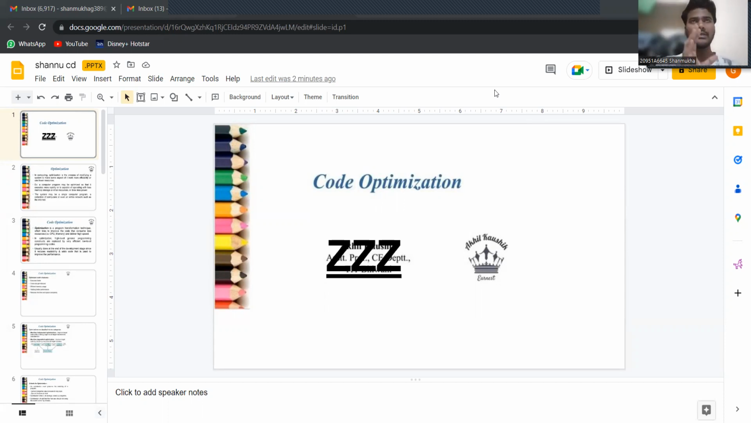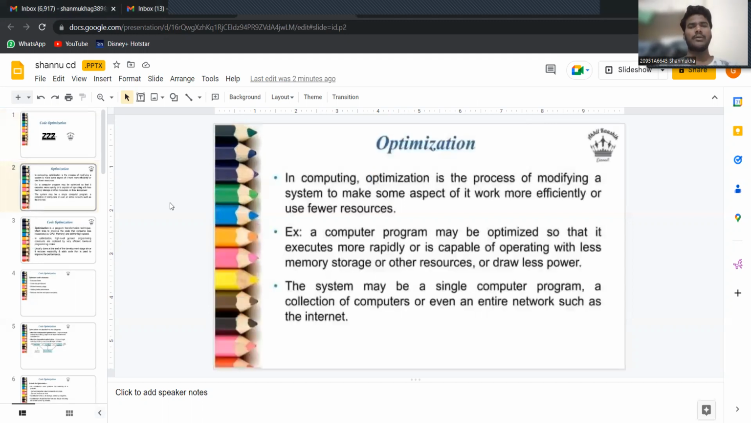Optimization of the code means the working of the code should be much faster and much more efficient so that we could get the appropriate output with less time, less time complexity and space complexity. The main idea of code optimization is this, and we'll be looking into the topic, optimization.